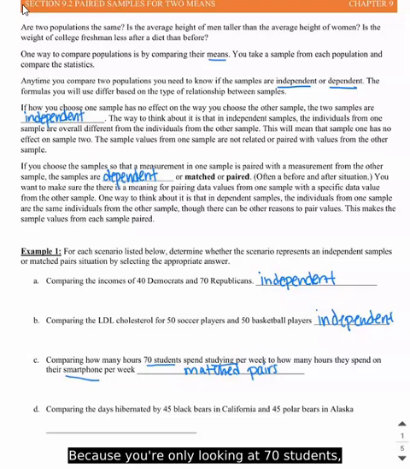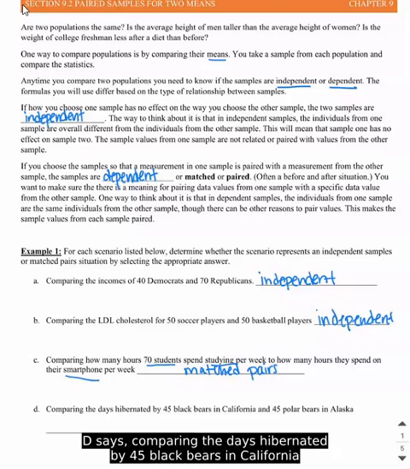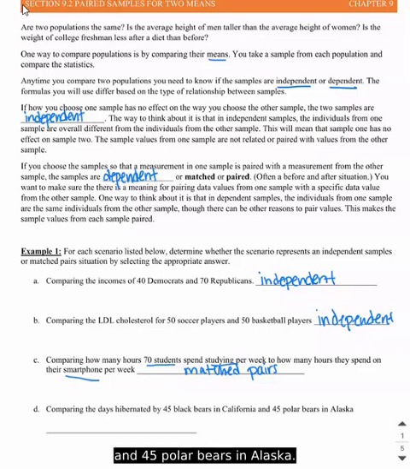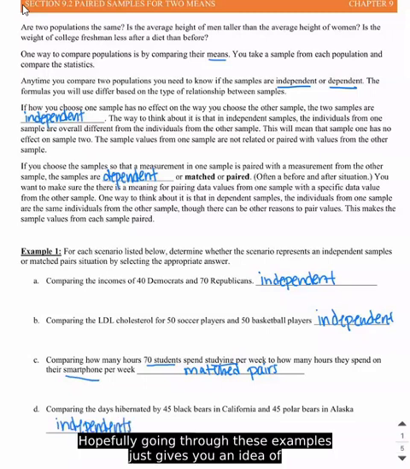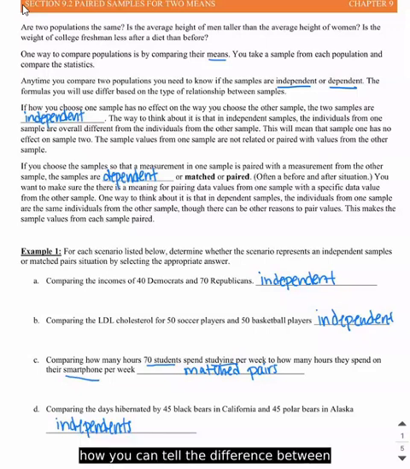Because you're only looking at 70 students, you're just looking at different pieces. So D says comparing the days hibernated by 45 black bears in California and 45 polar bears in Alaska. Again, this would be another example of independent samples. Okay, so hopefully going through these examples gives you an idea of how you can tell the difference between whether it's independent or dependent.